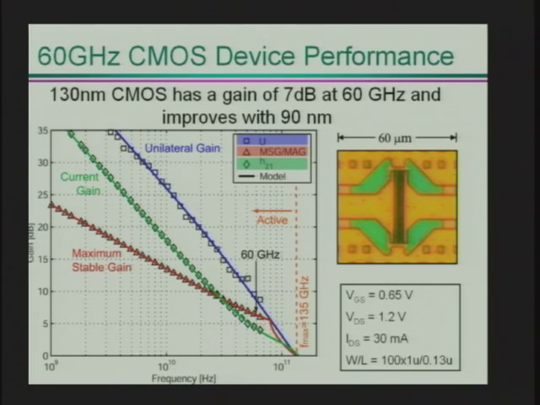The answer, however, turns out when you start tackling it, and people started doing it about 3-4 years ago, it turns out that those challenges are not as hard as people perceived them. First of all, at 60 gigahertz, even with 180 nanometer technology, 130 nanometer technology, the maximum stable gain at 60 gigahertz is about 7 dB. It means that with a 130 nanometer transistor, I can get gain. That was the first good news. It means that, hey, we can build amplifiers, we can start rolling.